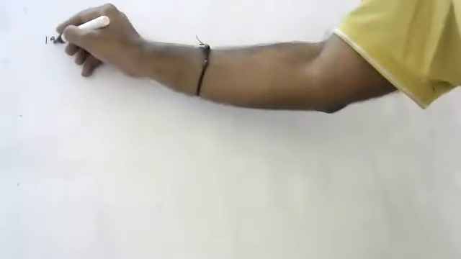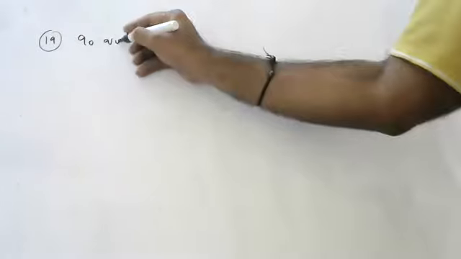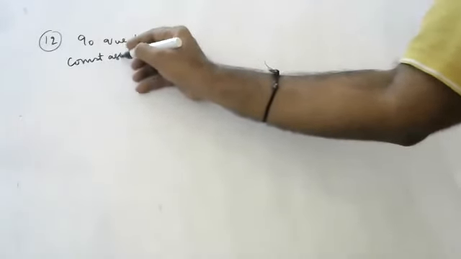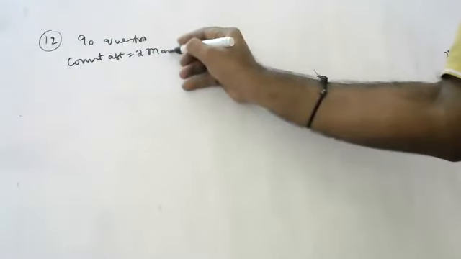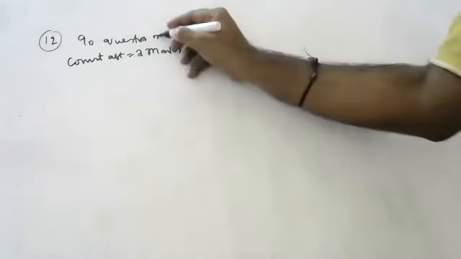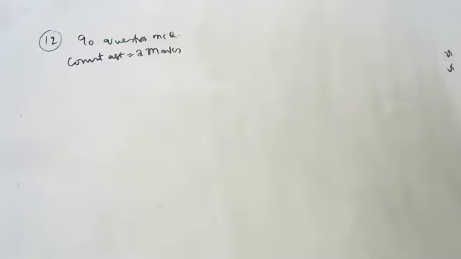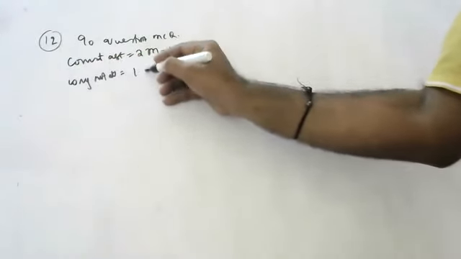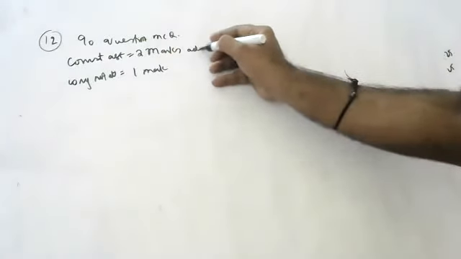There are 90 questions, multiple choice. Suppose you get 2 marks for every correct answer. If you write correctly, you will get 2 marks. These are MCQs. And for every question you have unattempted or wrong, you will get 1 mark deduction from your total score.